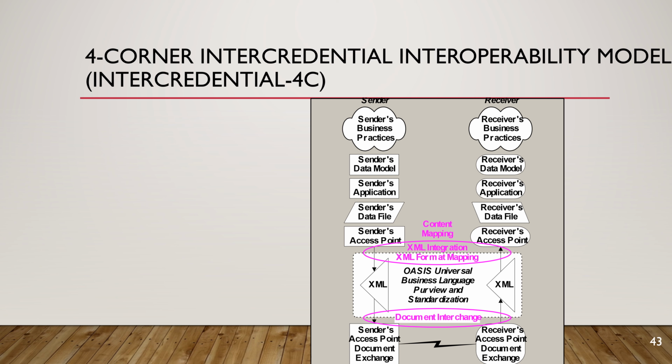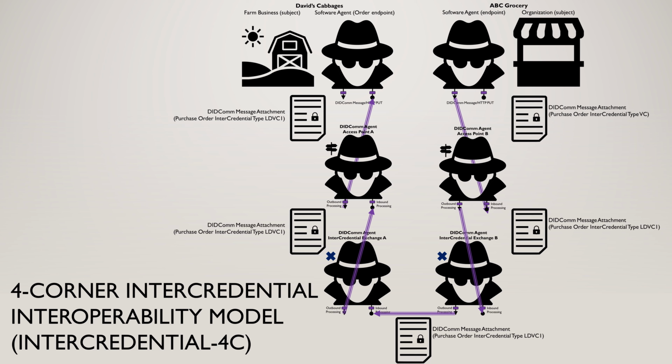Let's start to make this look like a DIDComm ARM-based solution, a Web 7.0 solution. So if we take this standard model of the diagram of the four-corner inter-credential interoperability model, and we use a series of DIDComm agents to represent the senders and the receivers. In this case, the senders are on the right-hand side, as is our convention in Web 7.0, and the receivers are on the left-hand side.